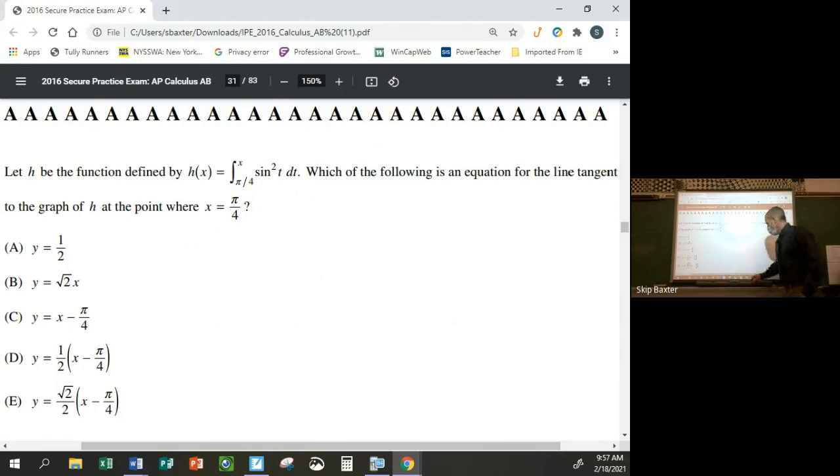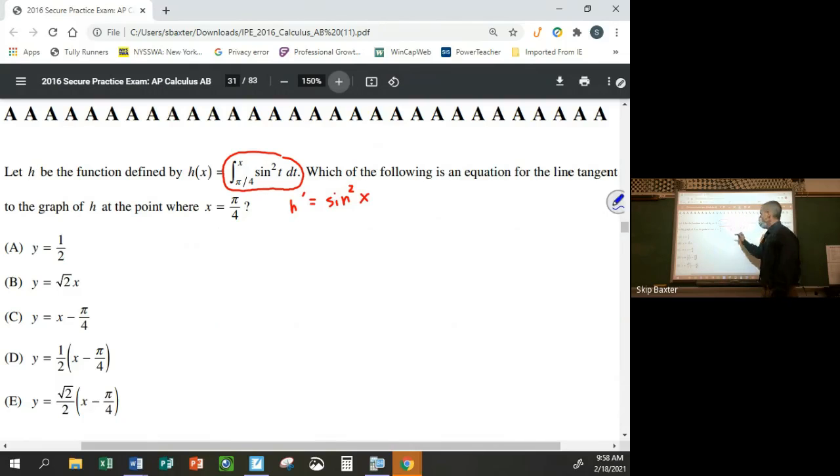So what are your thoughts? When you see something like this, what should be your first thought? FTC part 2, h prime is equal to sine squared of x. That's my first thing I'm going to do when I look at this problem without reading any of the words. When I see a definite integral where x is one of the limits of integration, this is the first thing I'm going to do. Okay, so the question says, what's the equation of the tangent line to h where x is pi over 4? So now it's easy. Once you've made this connection, the question is pretty easy.